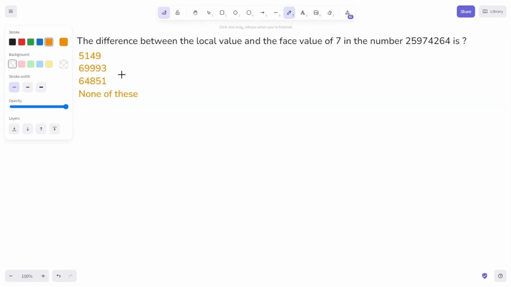So as you can see, the question is: the difference between the local value and the face value of 7 in the number 25974264 is, and these are our options.